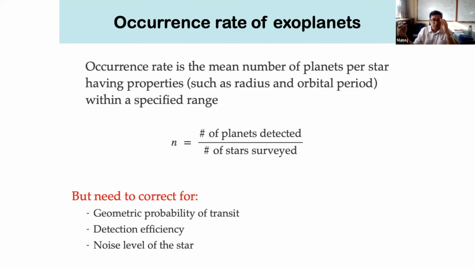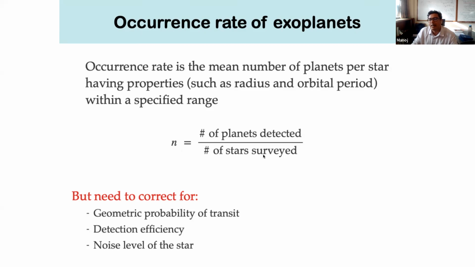It's simply the mean number of planets per star having properties such as radius or orbital period in a given range. You can do it whichever way you want. It's given by this equation: the number of planets detected with a particular property, radius in a particular range, or orbital period, we can decide, divided by the number of stars surveyed.